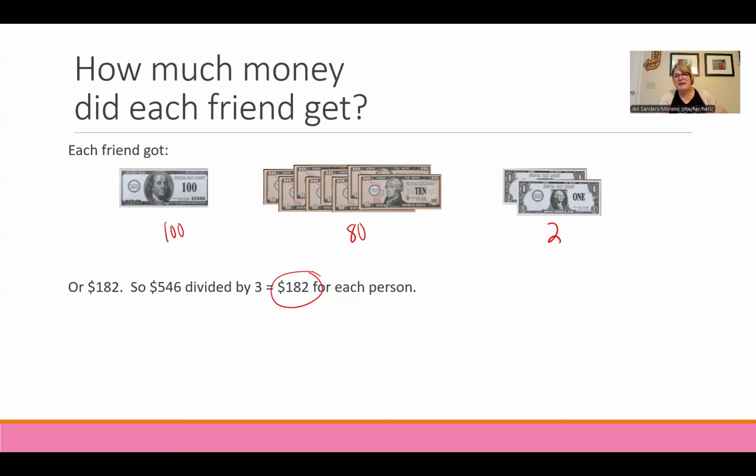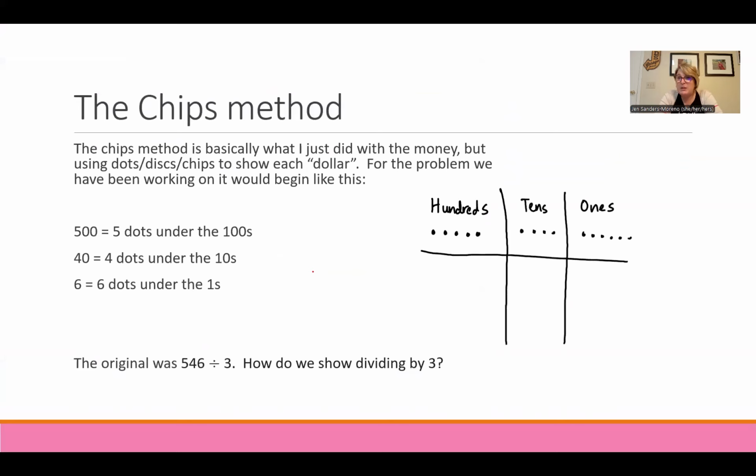Okay, so here's the next piece then. How can we transition this into a Common Core method? I mean, yes, the dollars were great, but there's got to be a more efficient way to show it on paper. And so this is where we're going to get to our method called the CHIPS method.